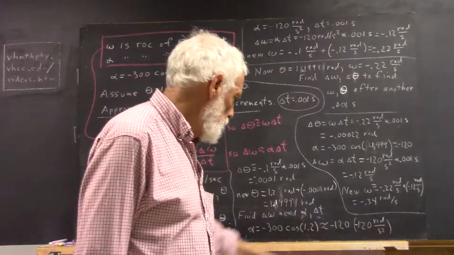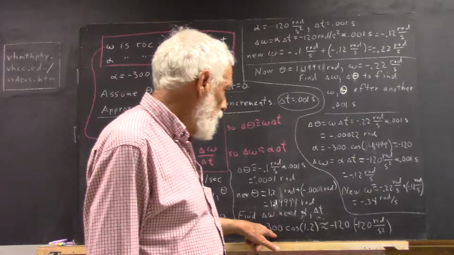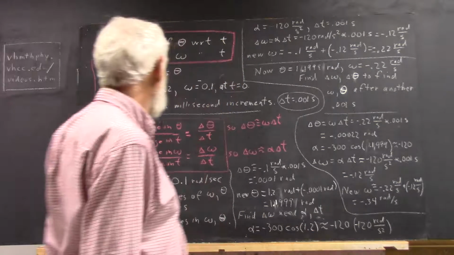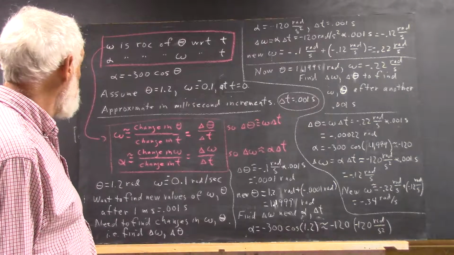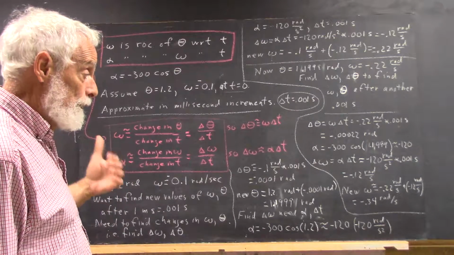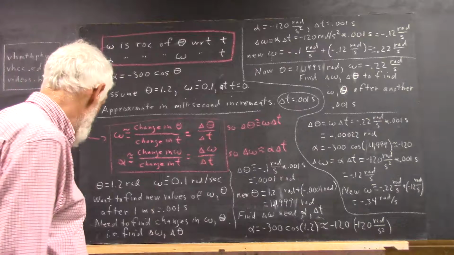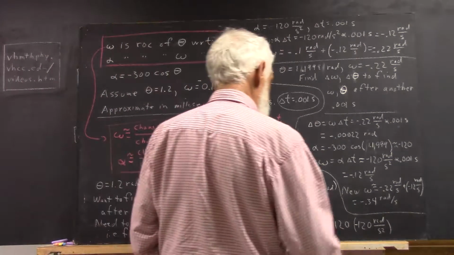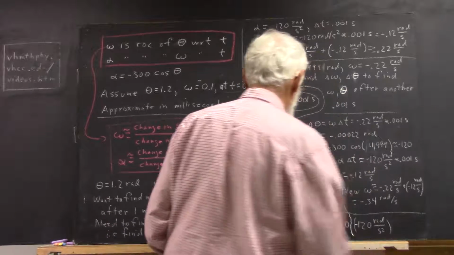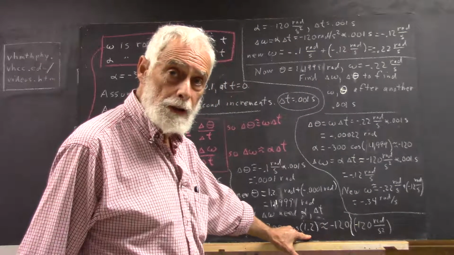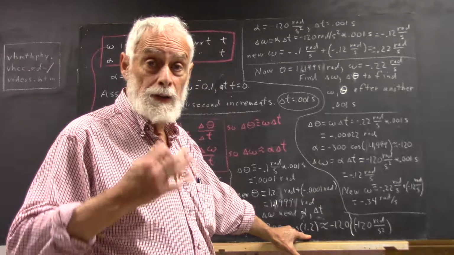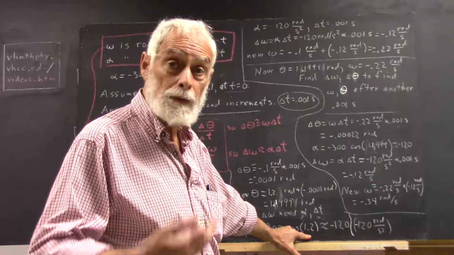I don't like the way I wrote that, but I'll explain it. Negative 300 times the cosine of 1.2. Now that's really negative 300 radians per second squared times cosine of 1.2, for reasons of being clear. So we've got to multiply that by the cosine of 1.2. Now that's 1.2 radians. Radian is the default unit of angle, so we don't have to write down radians.